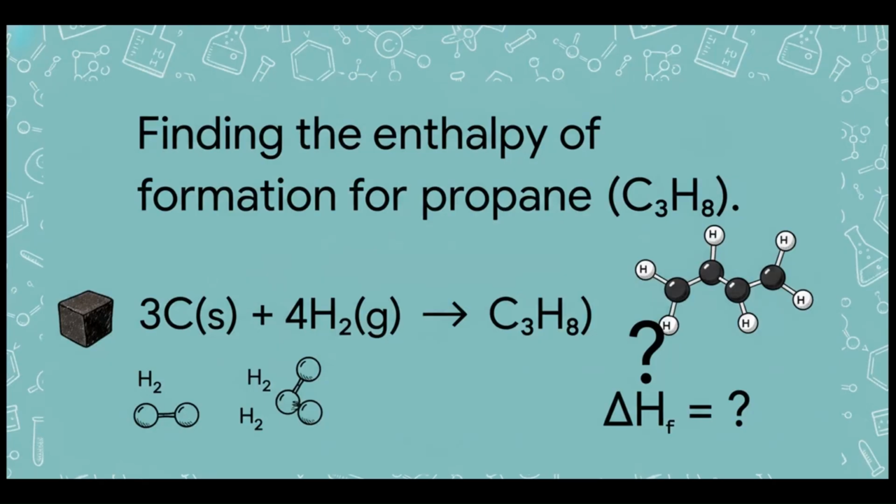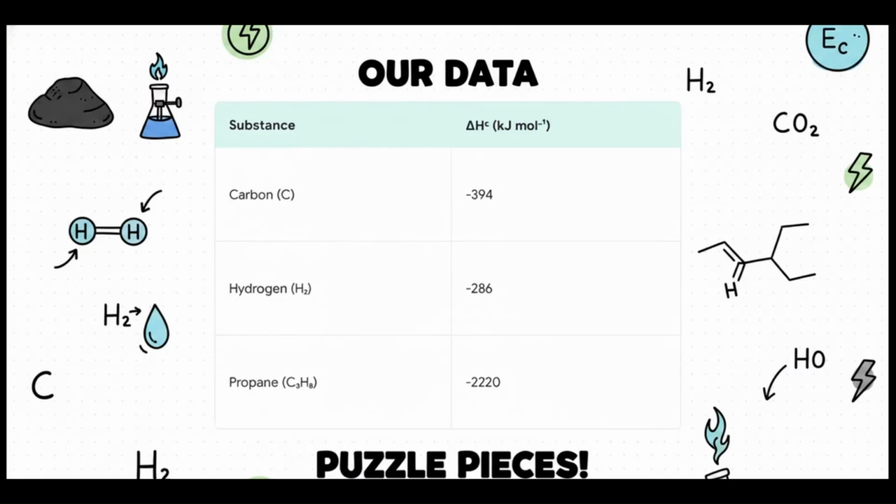Okay, enough theory. Let's actually put this into practice. We're going to find the enthalpy of formation for propane. Now, this is a reaction you can't just measure directly because carbon and hydrogen don't just spontaneously combine to make propane under normal conditions. And here's our data, just like you'd get in an exam question. We've got the standard enthalpies of combustion for carbon, for hydrogen, and for propane. These are our puzzle pieces.